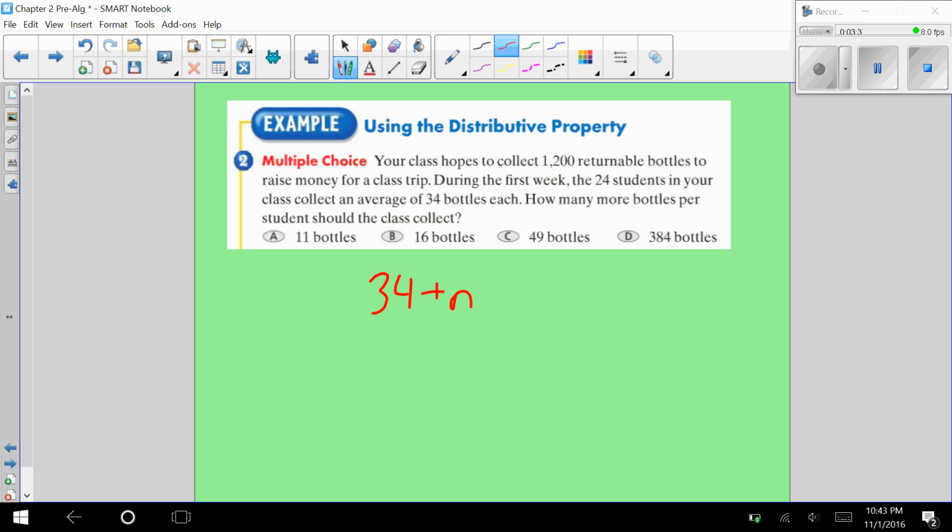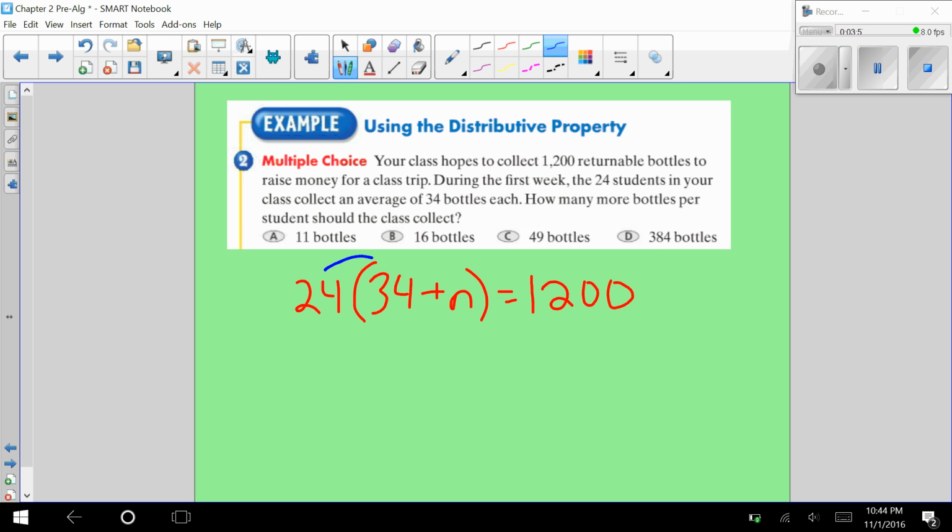If 2 students collect that much, I take 34 plus n and I multiply it by 2. But now we've got 24, so I'm going to take 34 plus n. I'm going to multiply by 24. We want that whole thing to equal 1,200. So we're going to start by simplifying the left side.